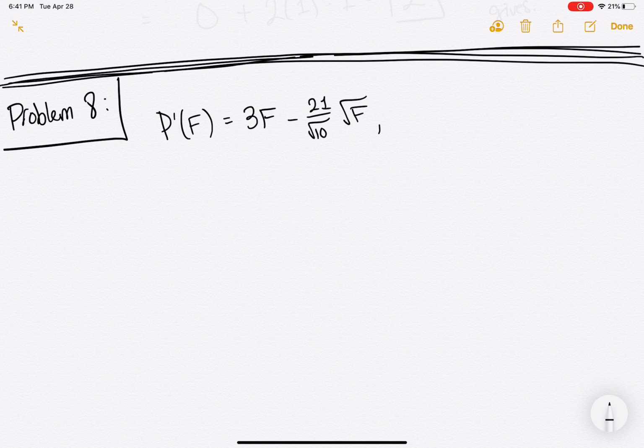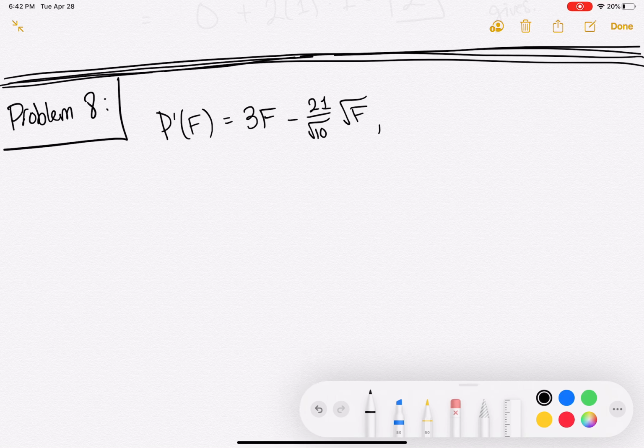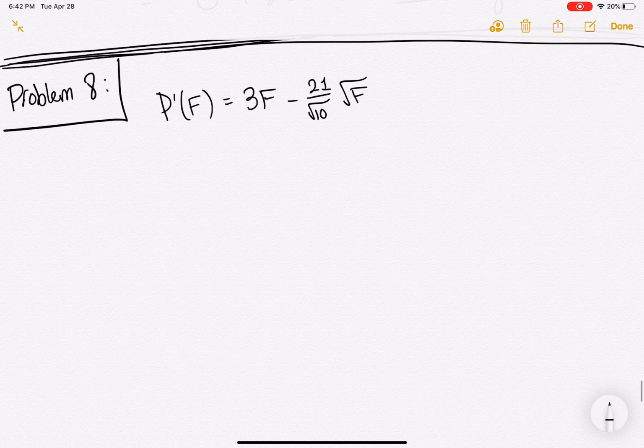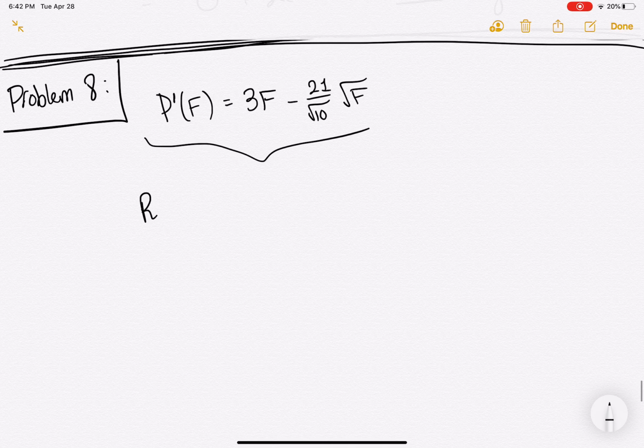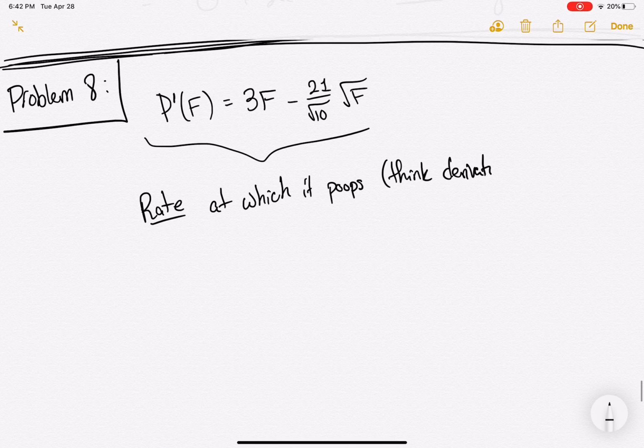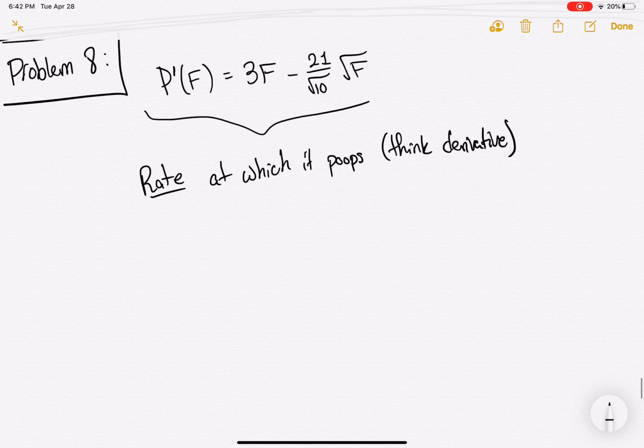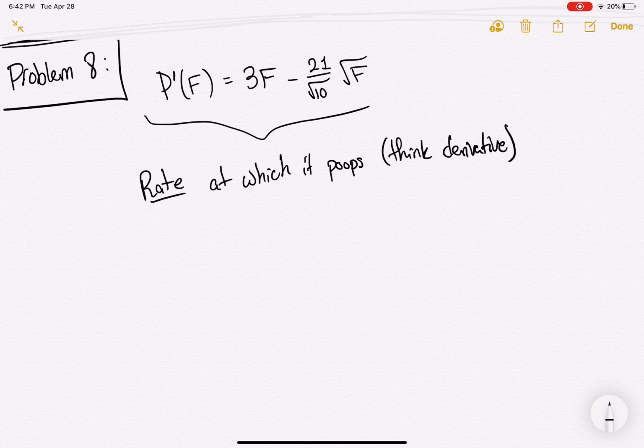So where P is the amount of poop in grams and F is the amount of feed in grams, how much has it pooped if you start feeding it with 0 grams of feed and now have fed it with 10 grams of feed? So this is a rate at which it poops. So think derivative, which is why I gave you the prime in the expression there.